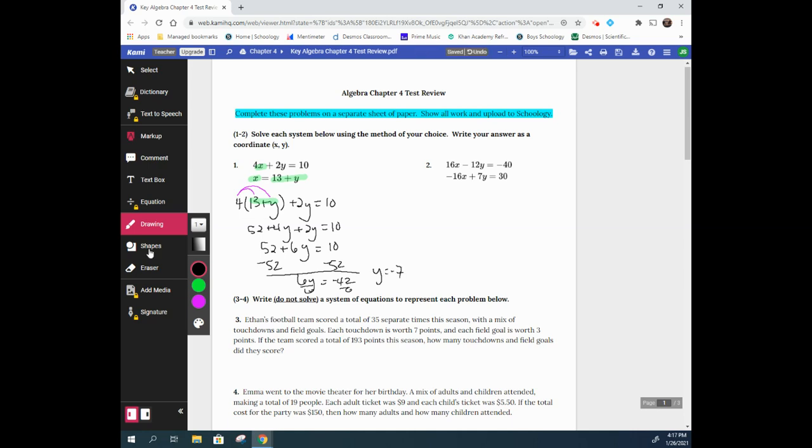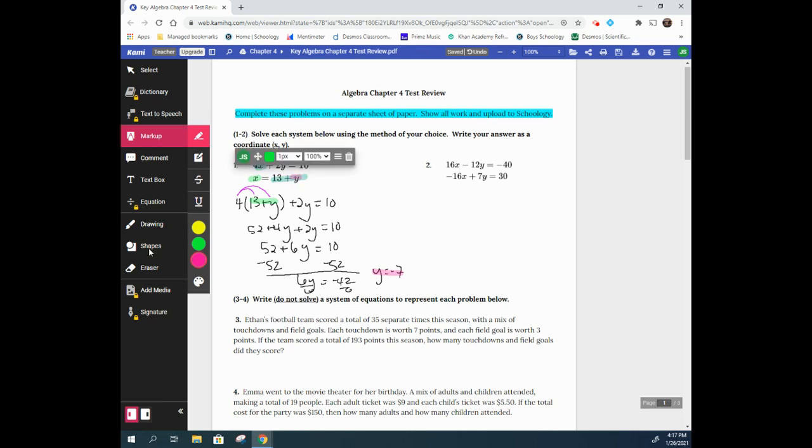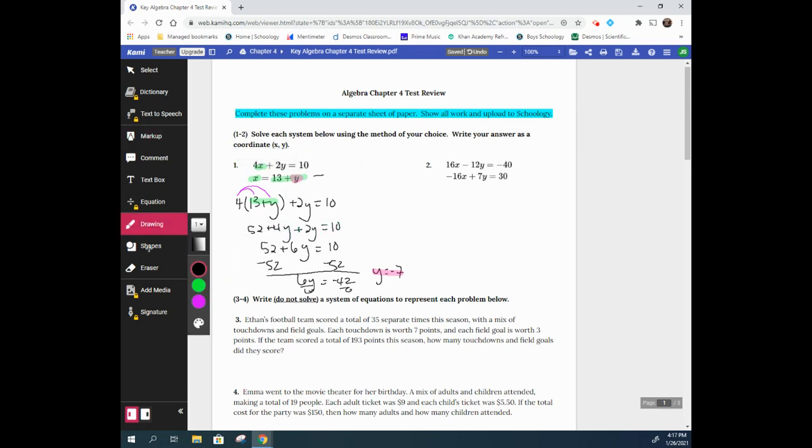All right, so now that I know that y equals negative 7, in either of these original equations, I'm going to substitute negative 7 in for y. I want to find x, so I'm going to go ahead and substitute it into this equation here. So this becomes x equals 13 plus negative 7. So that means x is equal to 6.